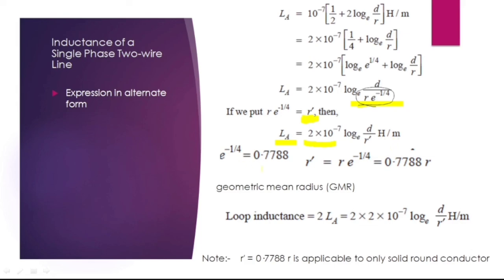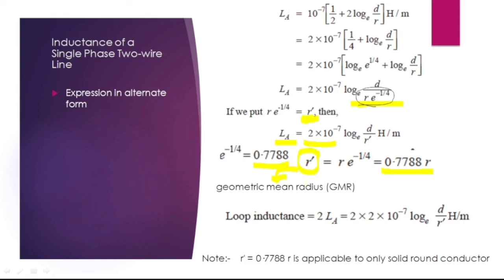The value of e to the power of 1 by 4 is 0.7788, and here this r dash value is equal to r into e to the power of minus 1 by 4. This e to the power of minus 1 by 4 is 0.7788, then r dash value is getting as 0.7788 into r. This r dash is also called as a geometric mean radius, GMR, geometric mean radius.